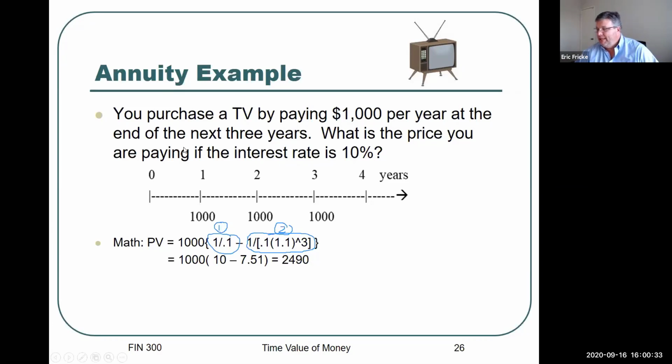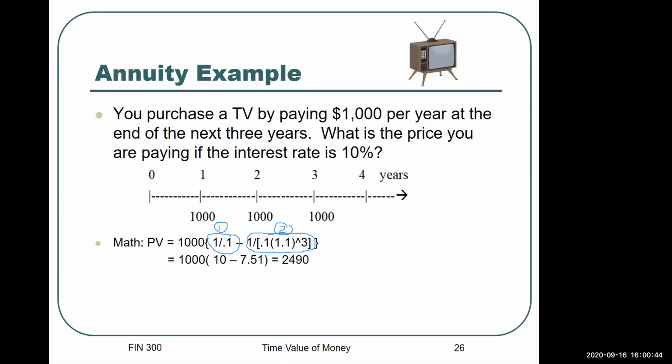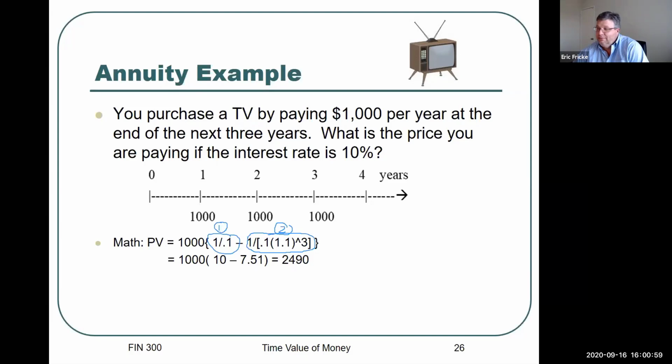And so the answer we end up getting is 2490. Okay. Were there any questions about how that was calculated? I did the calculation on my calculator and I got 2486. Is that close enough? It's close enough for government work. I'm sorry, that was a bad joke.